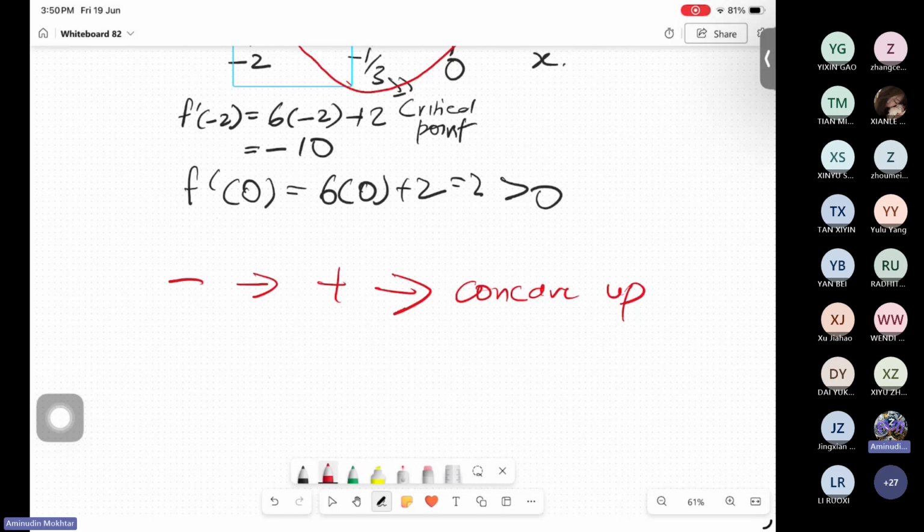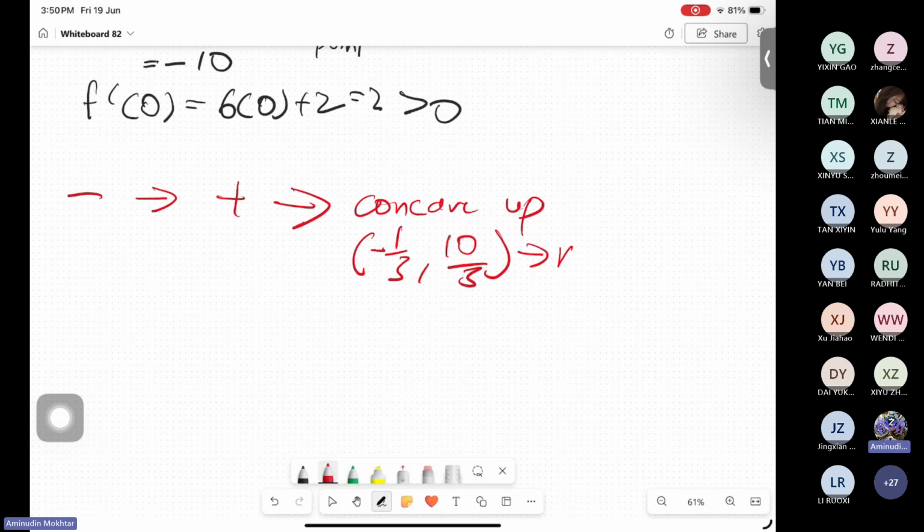So the critical point, negative 1 over 3 and 0 over 3, is a relative maximum, because we still don't... this is a relative maximum at this point.